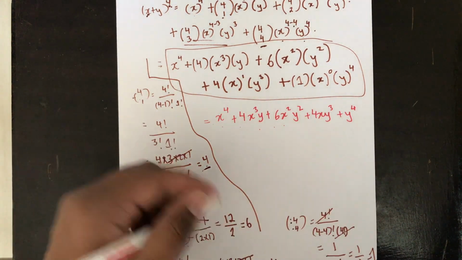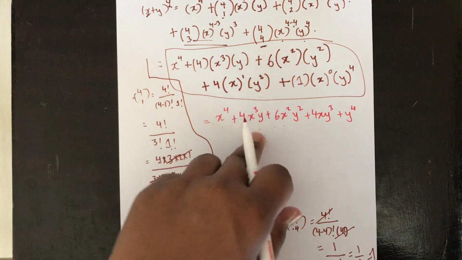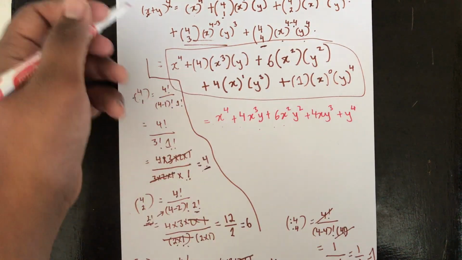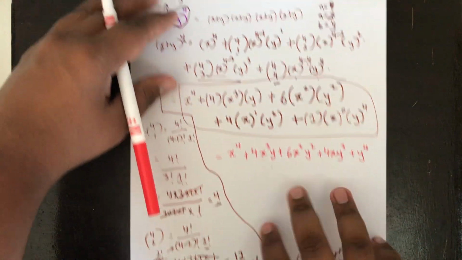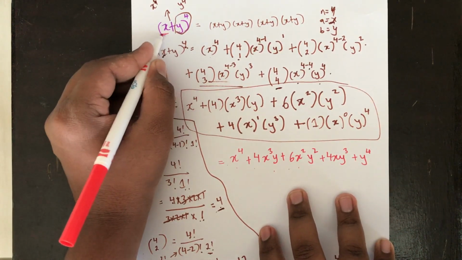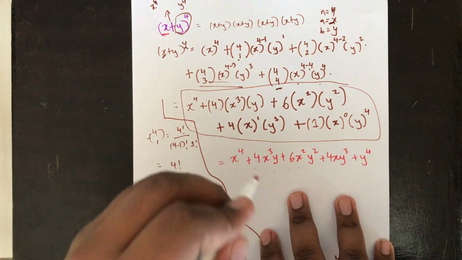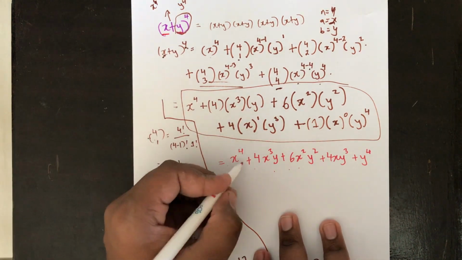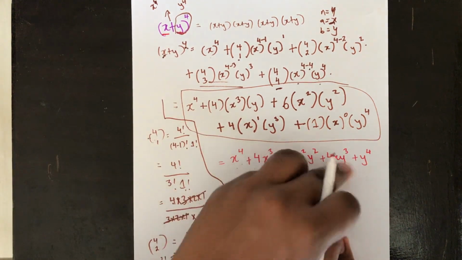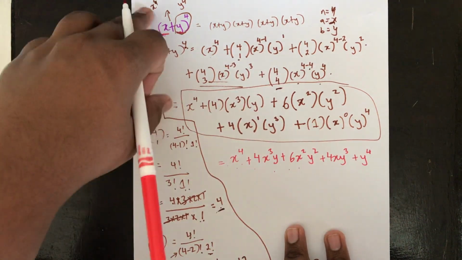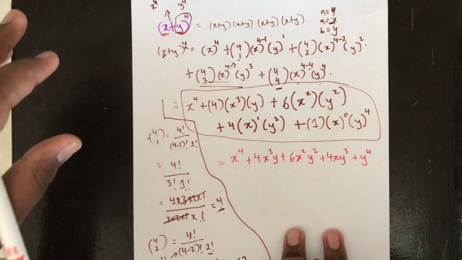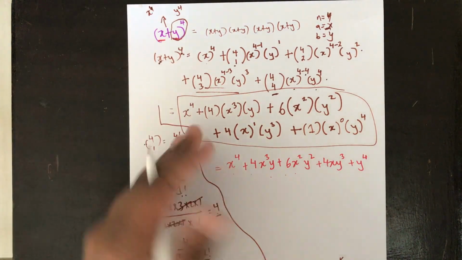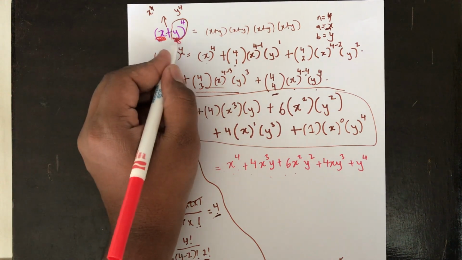Now I want you to notice this other thing. This is x power 4, power 3, power 2, power 1, power 0. So the powers are decreasing for the x term, the first term in this bracket. The last term in the bracket, y, the second term, its powers will increase. So I have y power 0, 1, 2, 3, 4. My first term is x power 4, my last term is y power 4. That I told you at the beginning.